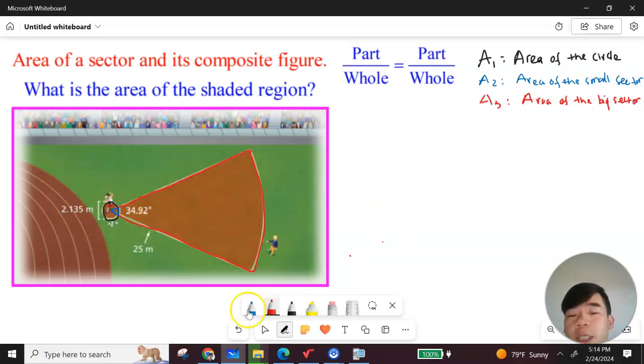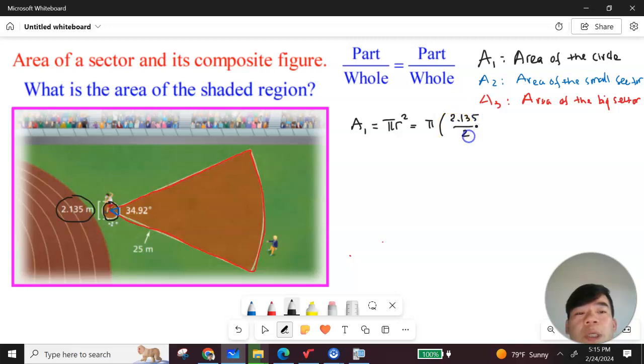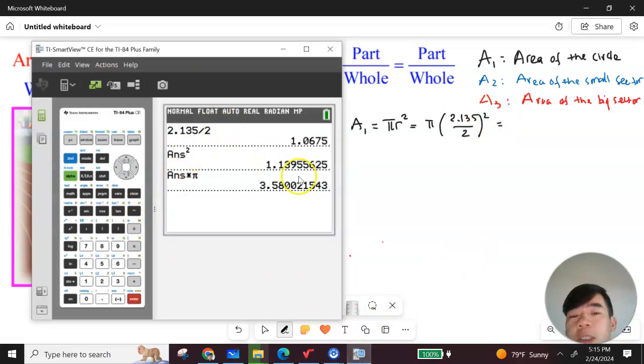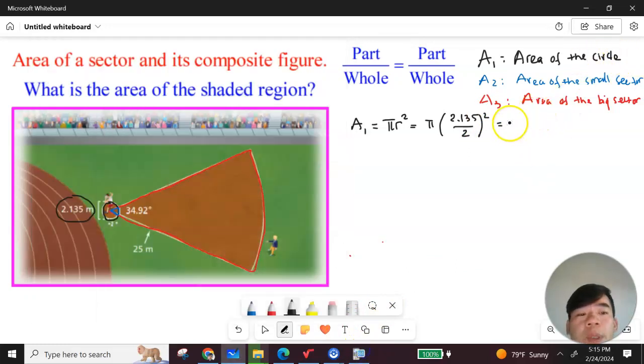All right, now let's go ahead and calculate the area of A1. A1 is very straightforward. You just calculate this area using the formula pi r squared. Now r means radius, but we're given the diameter right here. So basically you just take 2.135, divide by 2, and then square it. If you use a calculator, you will see it turned out to be 3.58, around 3.58 square meters. So I'm done with A1.